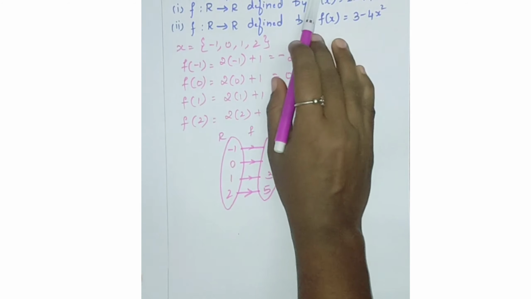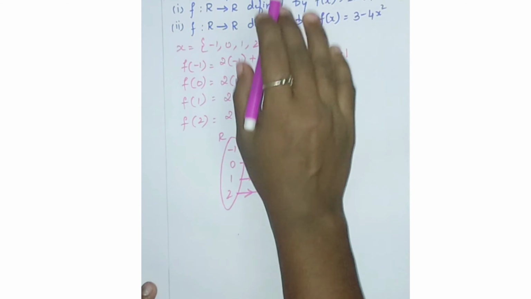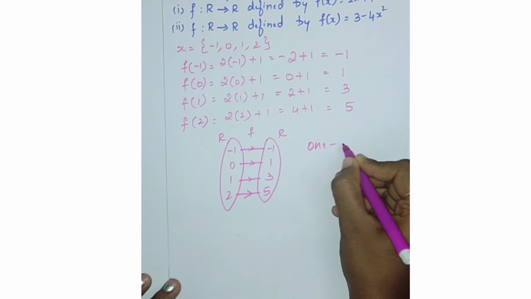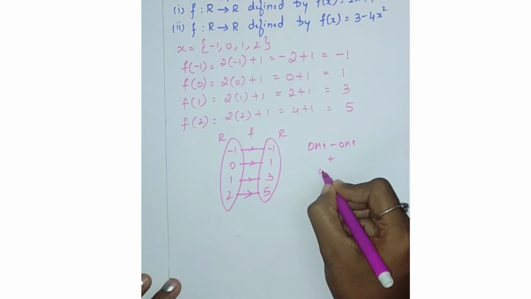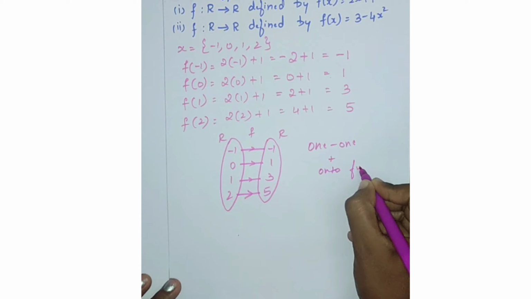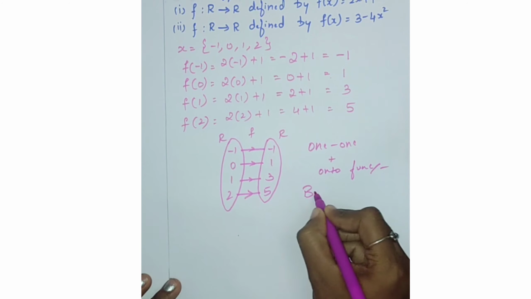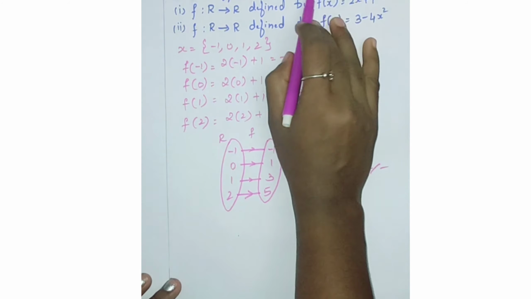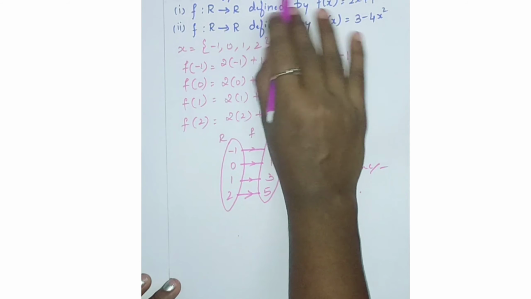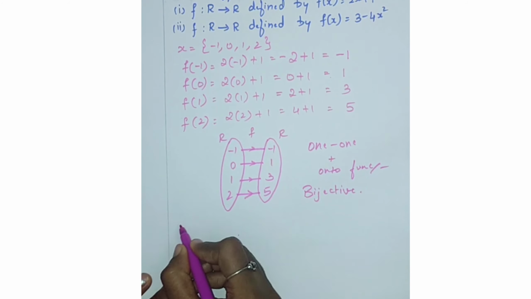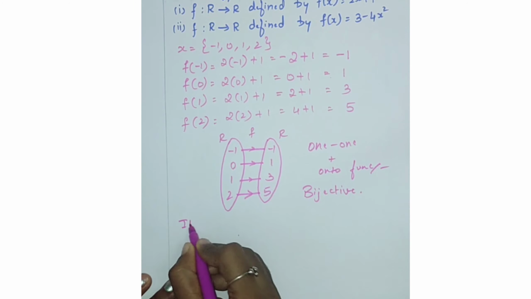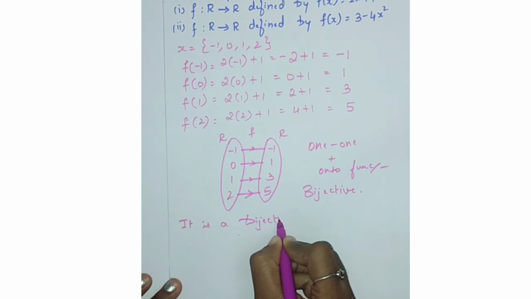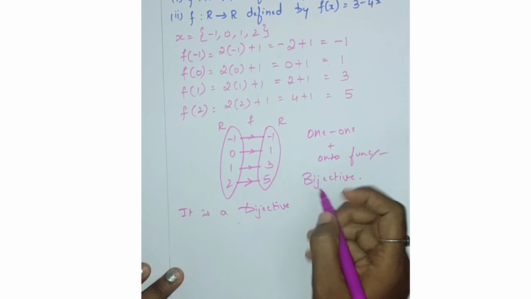What is bijective? Bijective is onto plus one-to-one. So it should be a one-to-one and onto function. So then it will be a bijection. Okay, sorry, bijective. That's what you have to prove here. The function is bijective. So you just write here, it is a bijective function.